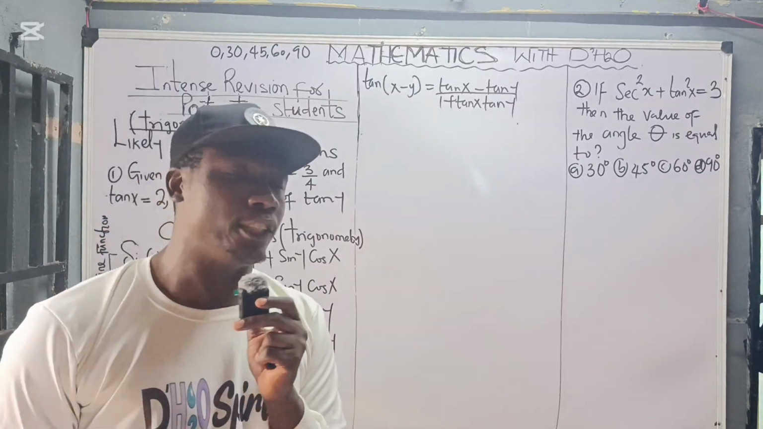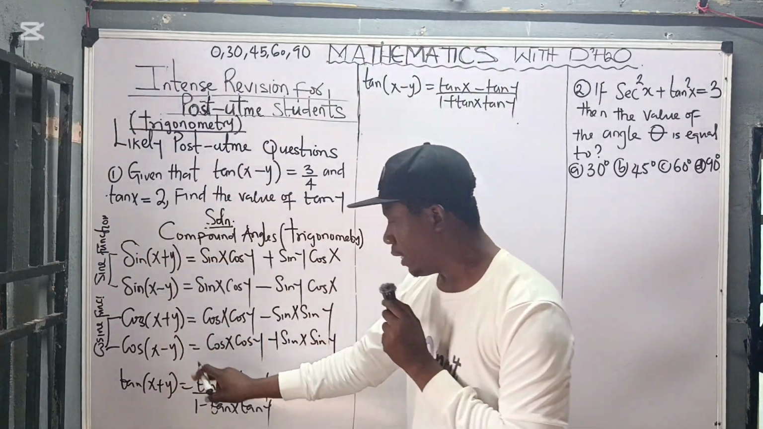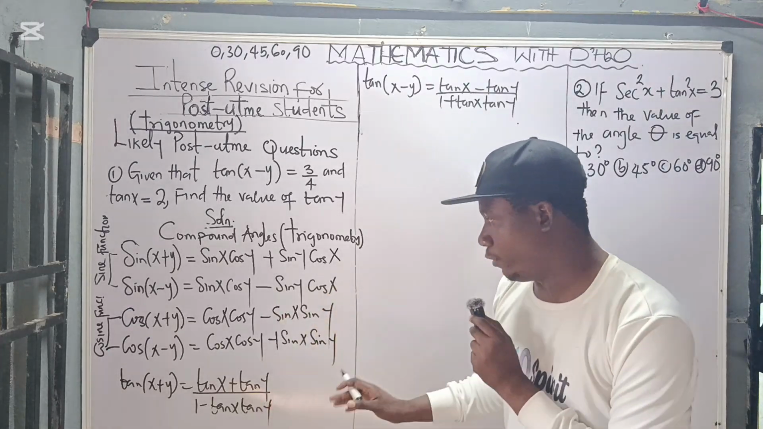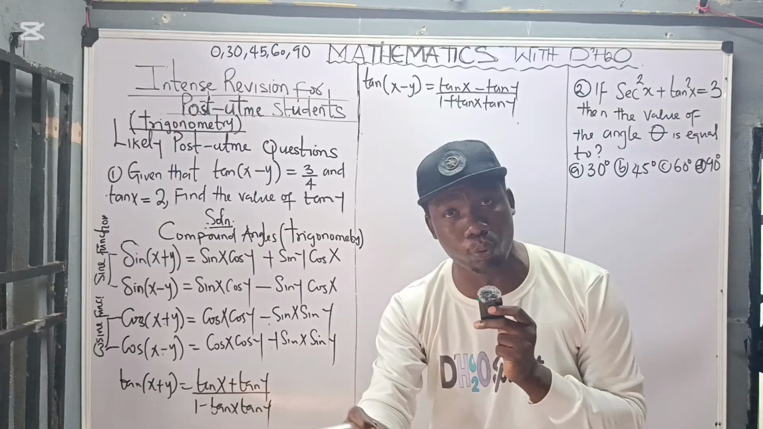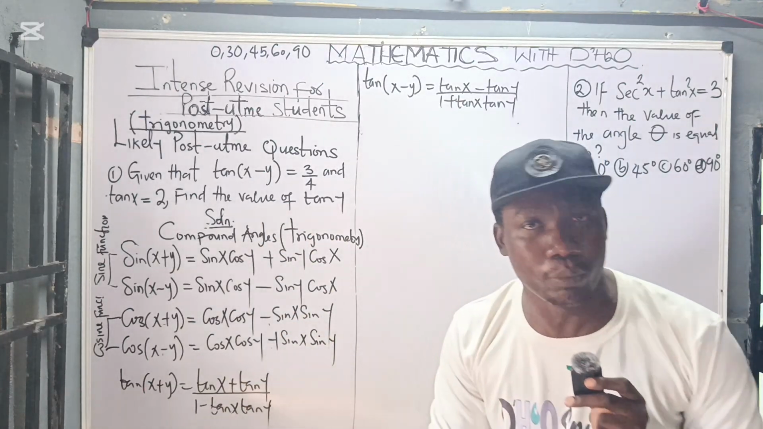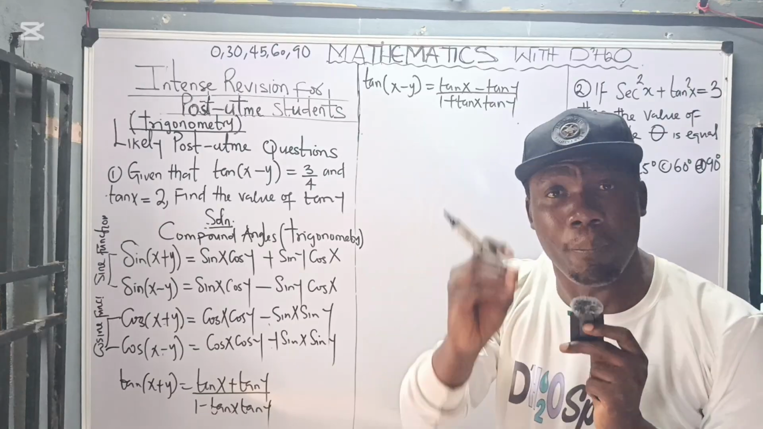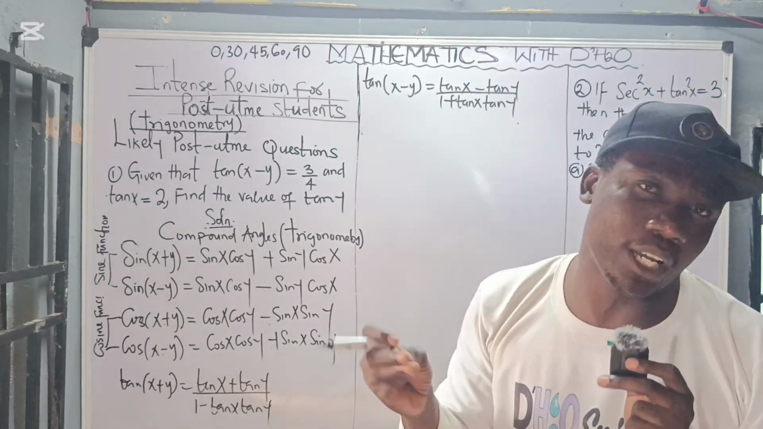So if you know the expansion of your compound angles from sine to cos to tan, watch carefully. When you have plus here, you have minus here. When you have minus here, you have plus here. So take your book and your pen, write these formulas down. They are very important. They are used to solve problems involving compound angles. And I said compound angles are angles combined and formed by adding or subtracting two special angles.